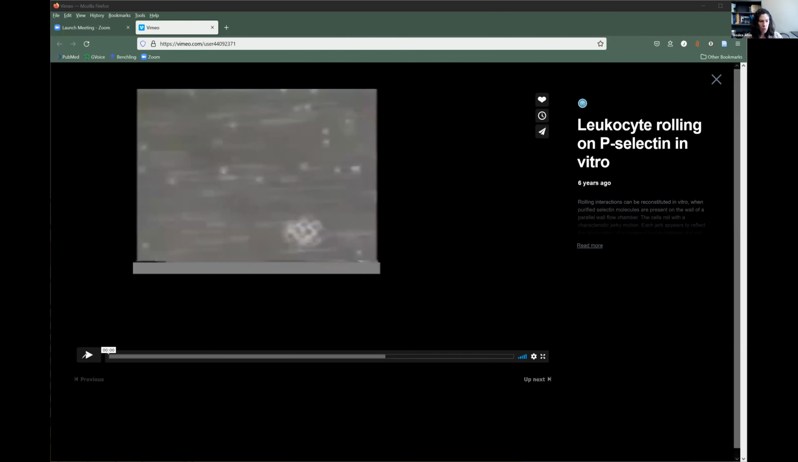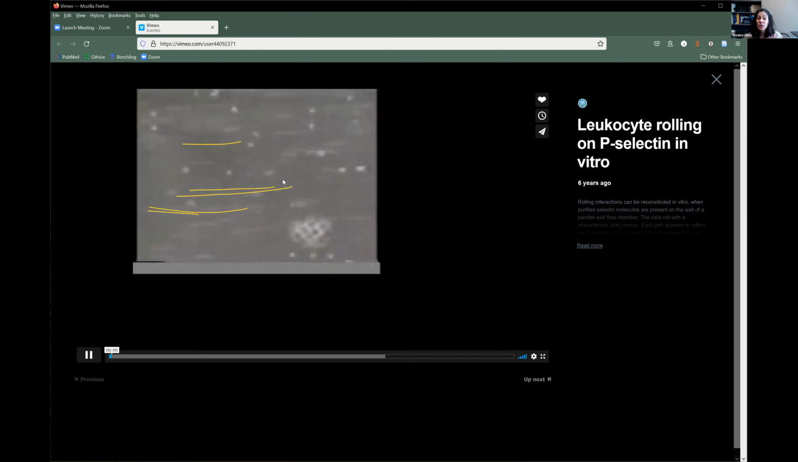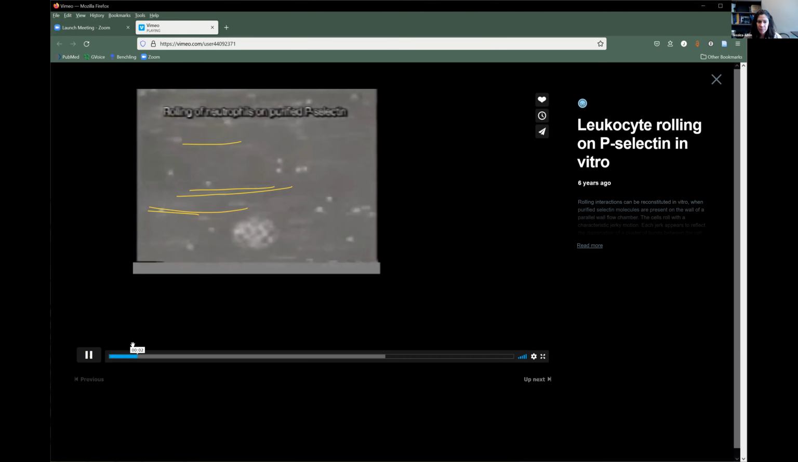So here we have a video of blood. And what you're going to see when I start this is that things are moving very quickly. Okay, and annotating. Start. You're going to see how fast everything is moving. But what you're also going to notice is that we have some cells here that are actually slowing down.